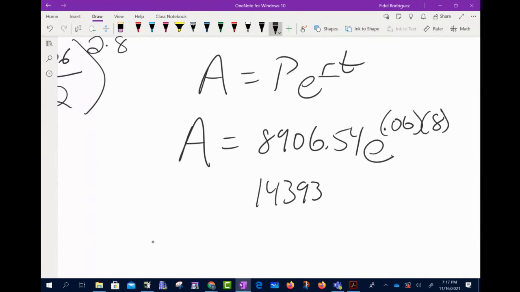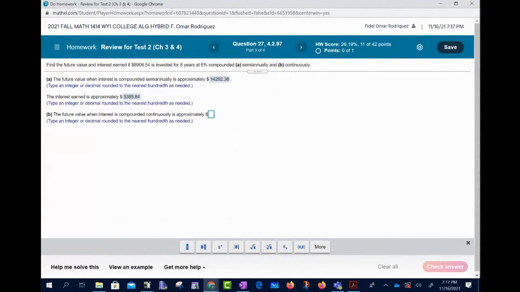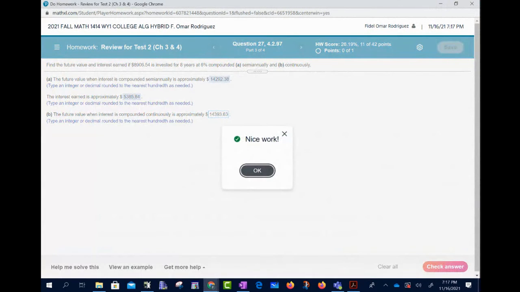So 14,393 and, what did I say? 63 cents. Okay, so this is the amount of money I'm going to have in the bank if we were compounding it continuously. So 14,393.63. Right here, I'm going to type in 14,393.63. We're going to check our answer.